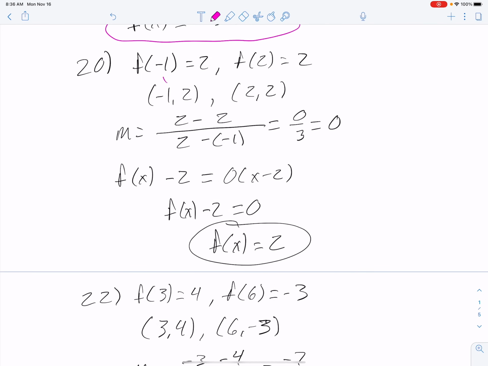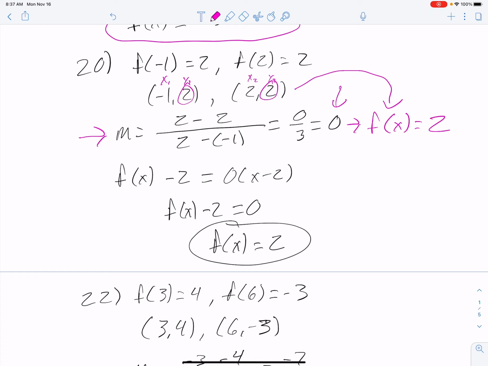20, again, I took the time to rewrite as ordered pairs, set up my slope formula, and found my slope to be 0. Now, if you go straight from having your slope being 0 to f of x equals 2, that's okay. Some people even noticed it right away and went straight to their function f of x equals 2. But I can take the time to set up f of x minus my y coordinate equals my slope times x minus my x coordinate, and then I have a little bit of arithmetic to solve.